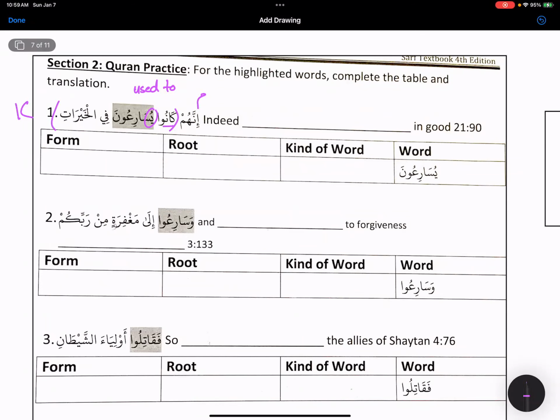We did that, but we didn't say that this should be fi mahalli rafa, because the khabar of inna should be rafa. And then we are further breaking down our khabar: since it is the khabar of kana, the rest of yusariuna will be fi mahalli nasab. Subhanallah. Jazakallah. This is really interesting.